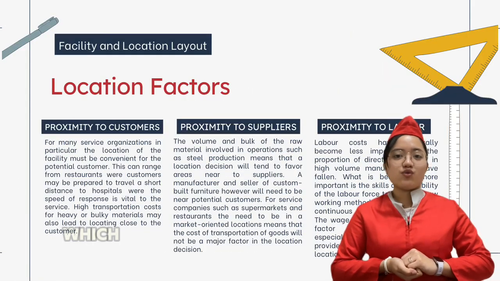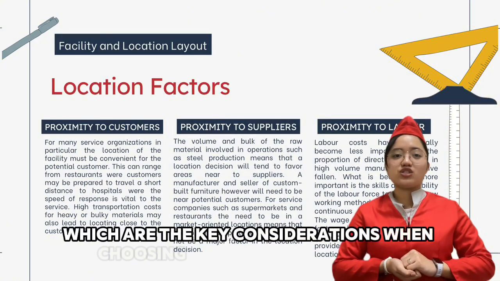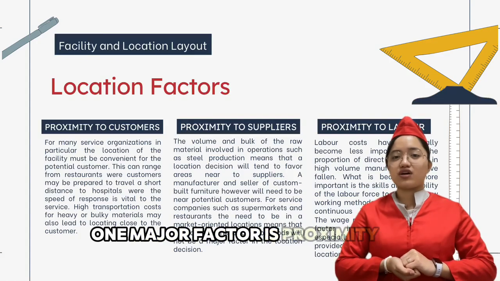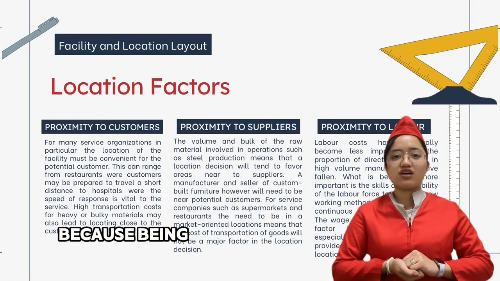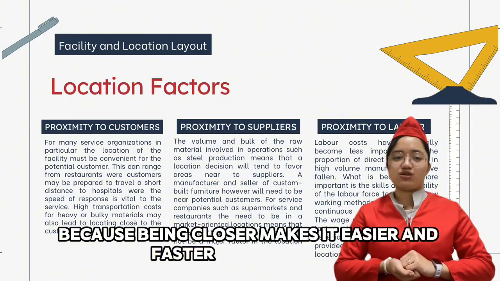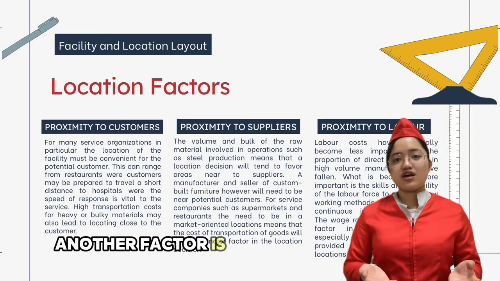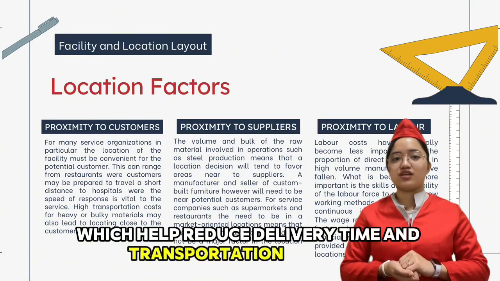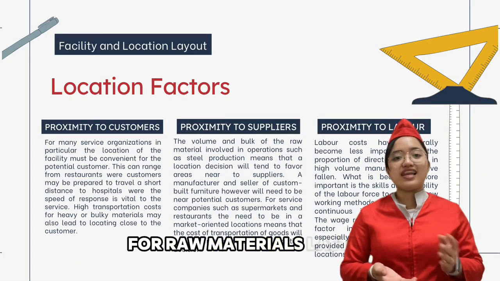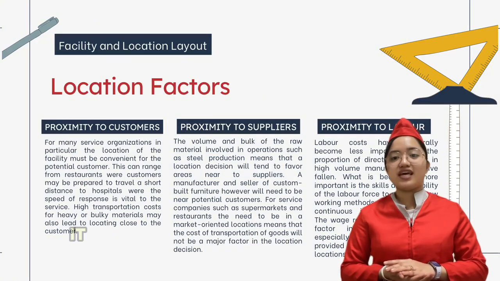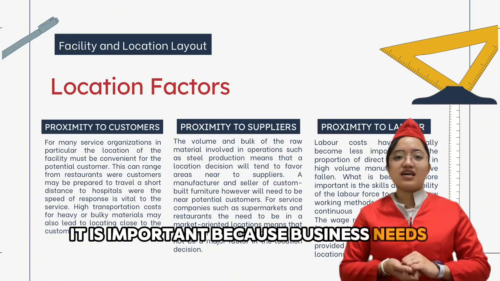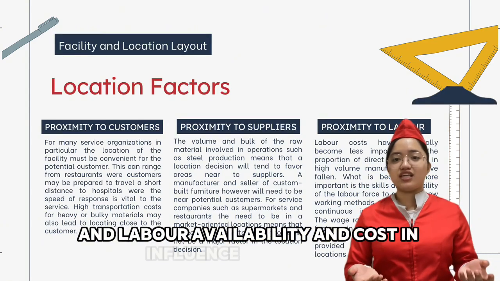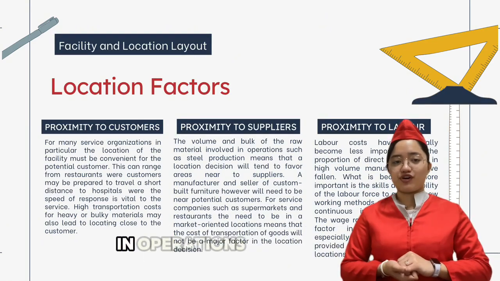Location factors are the key considerations when choosing facility locations. One major factor is proximity to customers, because being closer makes it easier and faster to serve them. Another factor is proximity to suppliers, which helps reduce delivery time and transportation expenses for raw materials. Lastly, proximity to labor. It is important because a business needs access to skilled workers, and labor availability and cost influence success in operations.